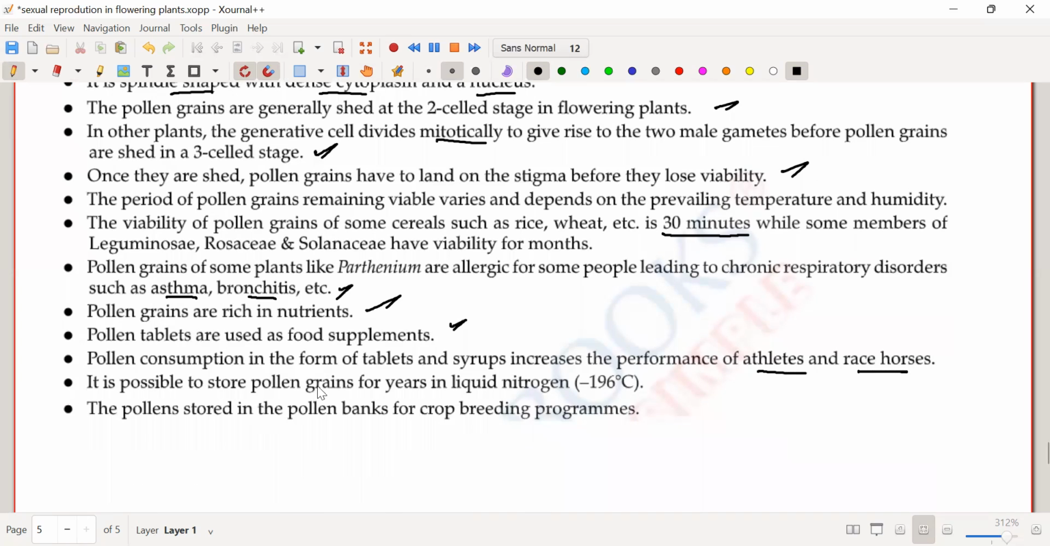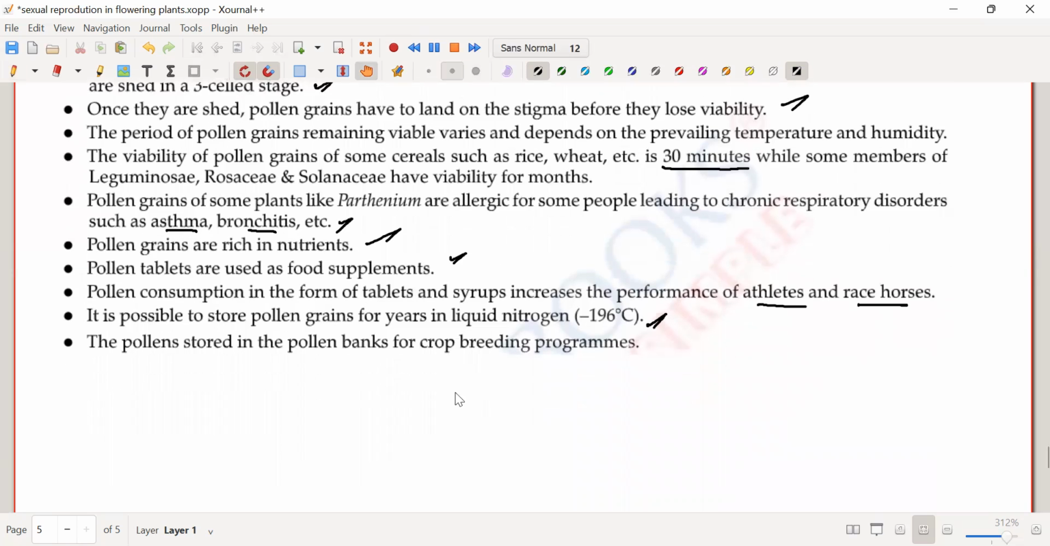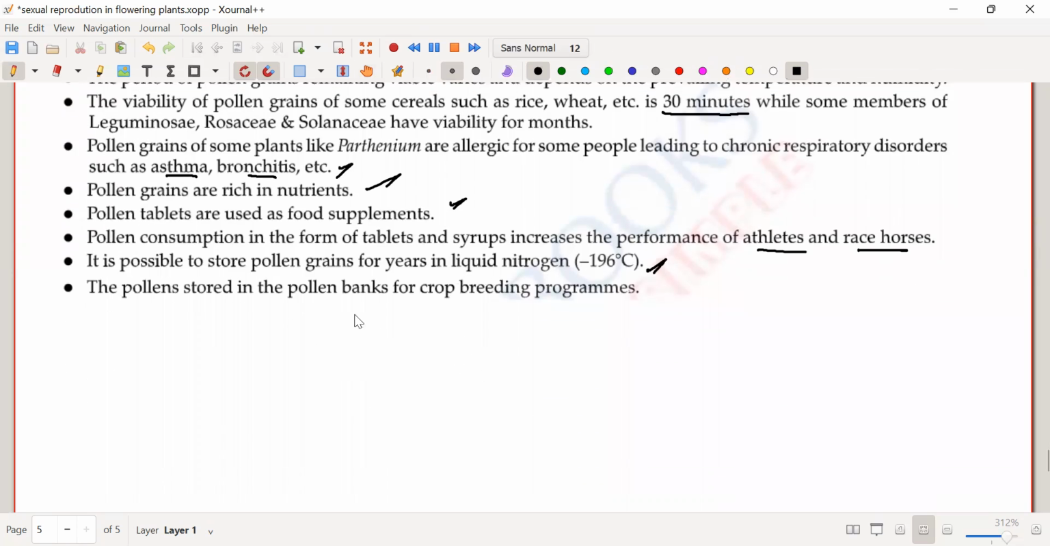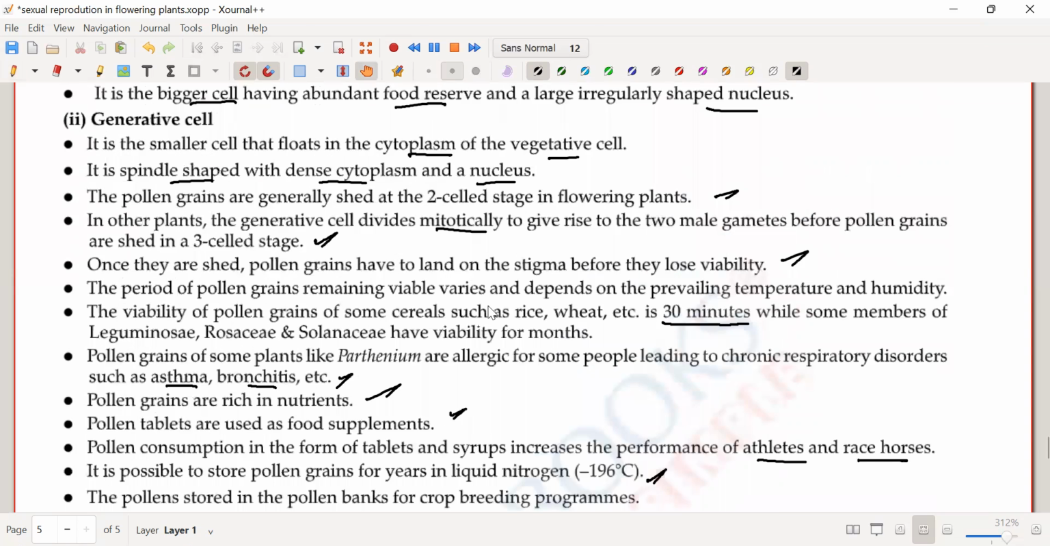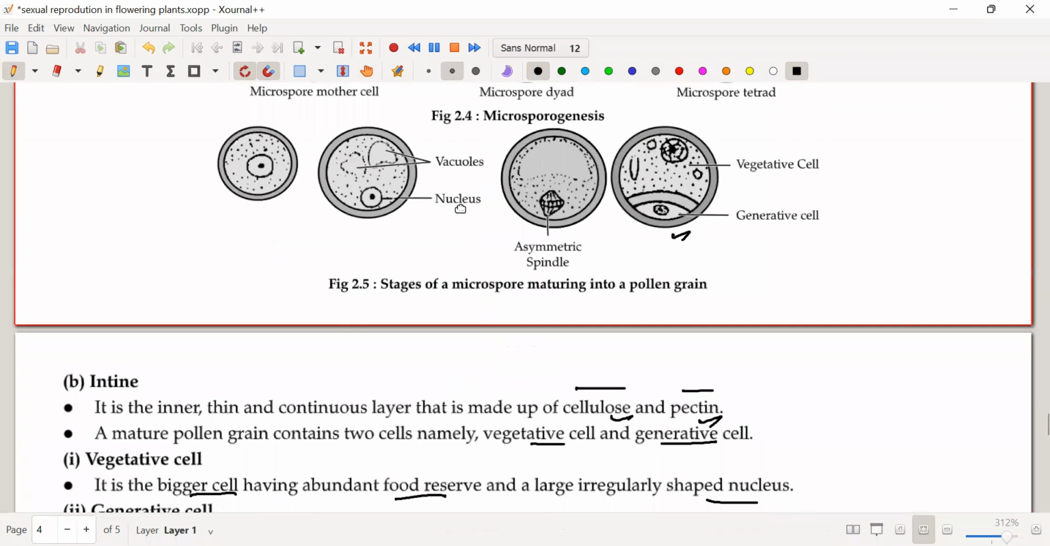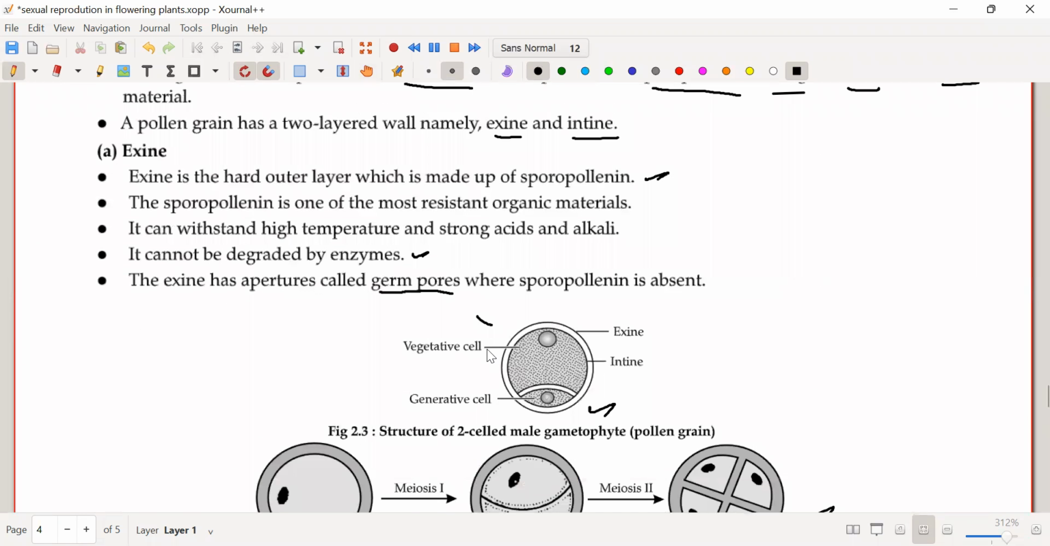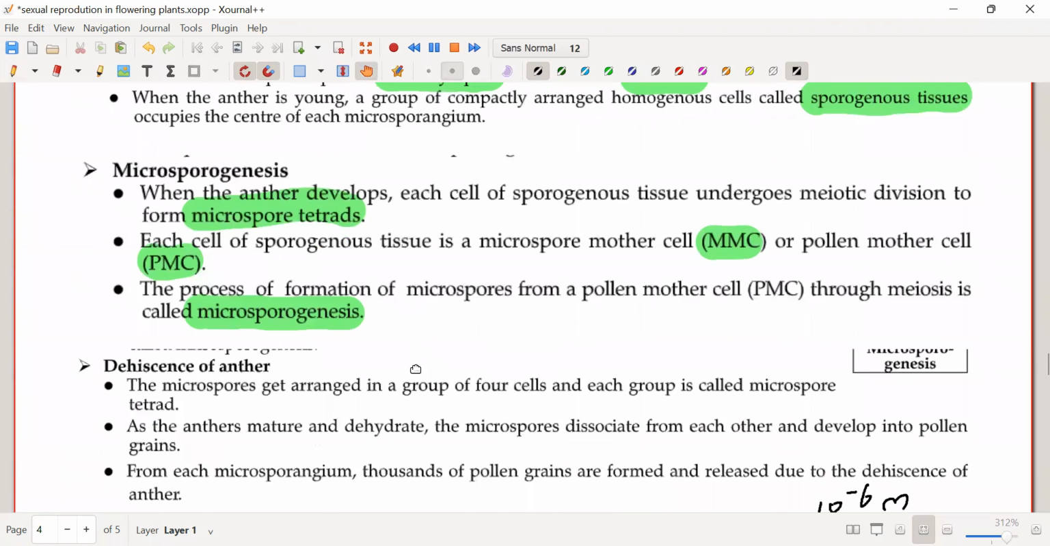It is possible to store pollen grains for years in liquid nitrogen, that is minus 196 degrees Celsius. The pollen is stored in pollen banks for crop breeding programs. See how much things are happening. This is all about the pollen, that is male gamete, microsporangium.